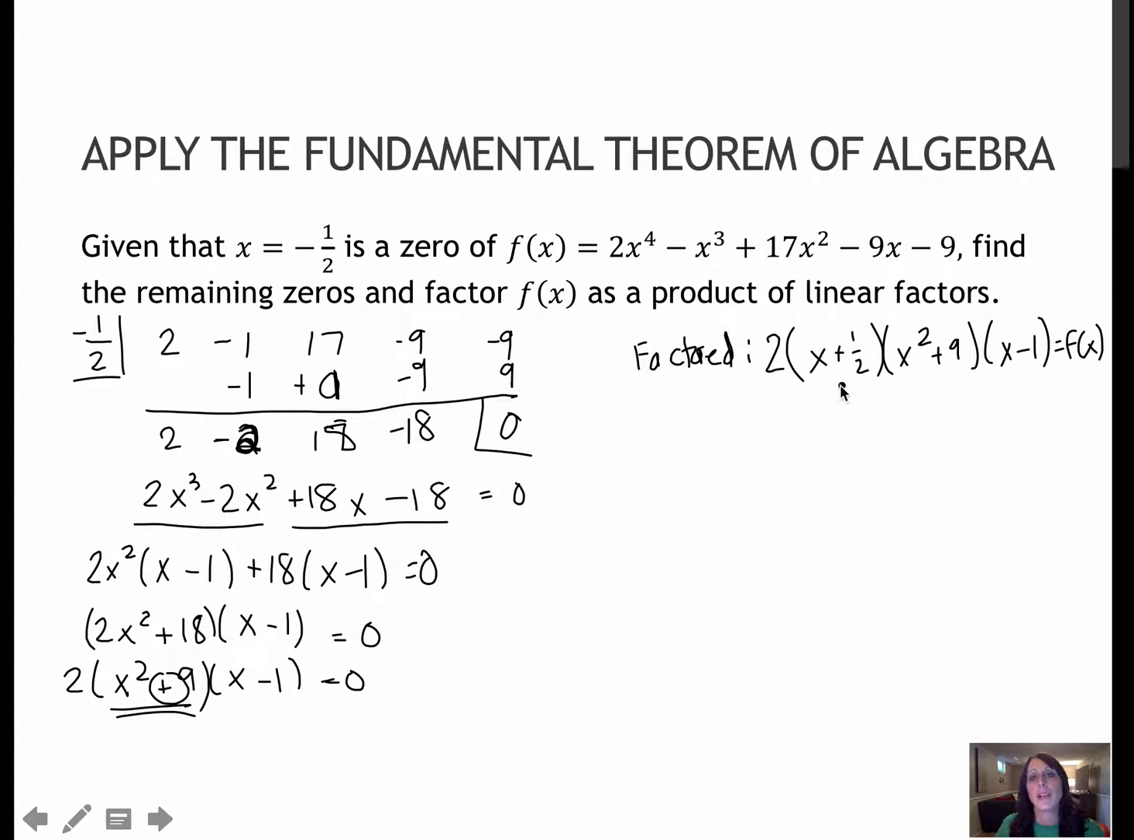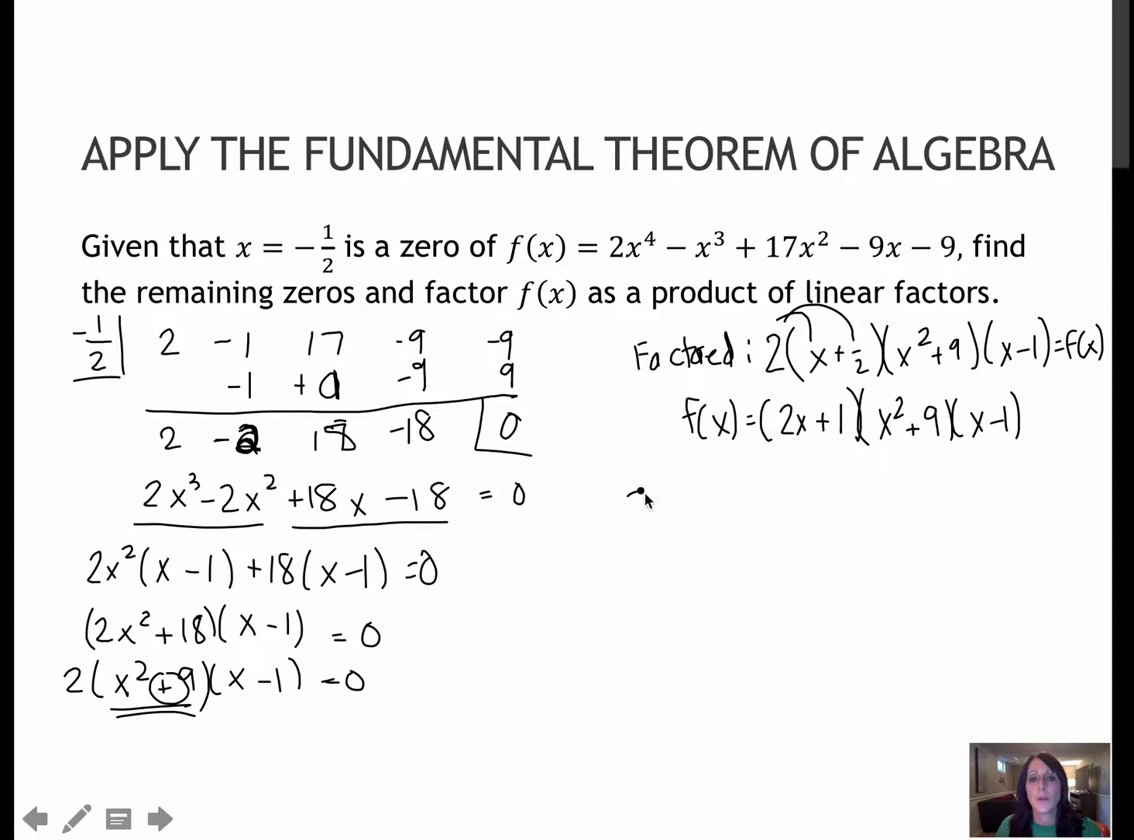Now some people might write this instead, because I've got this 1/2 here. They might write this as 2x plus 1 by distributing the 2, x squared plus 9, x minus 1. And again, that's all equal to f of x.